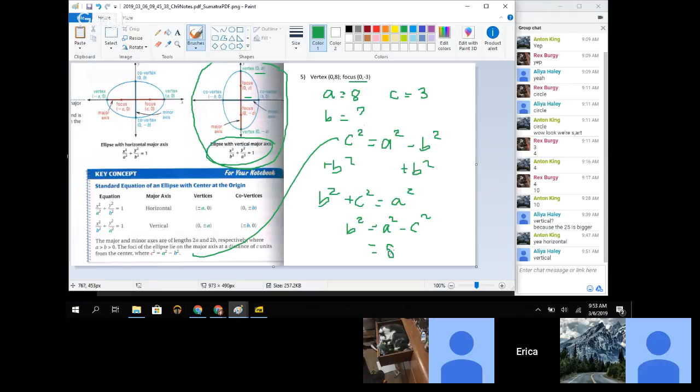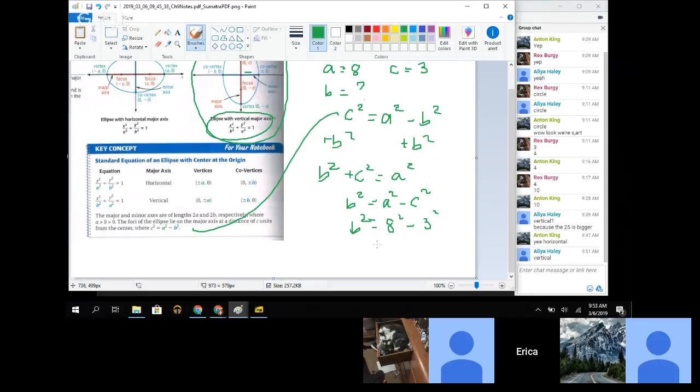Okay. a is 8. So it's 8 squared minus 3 squared equals b squared. And if you do that math, you end up with 64 minus 9, which is 53, right? b squared equals 53.